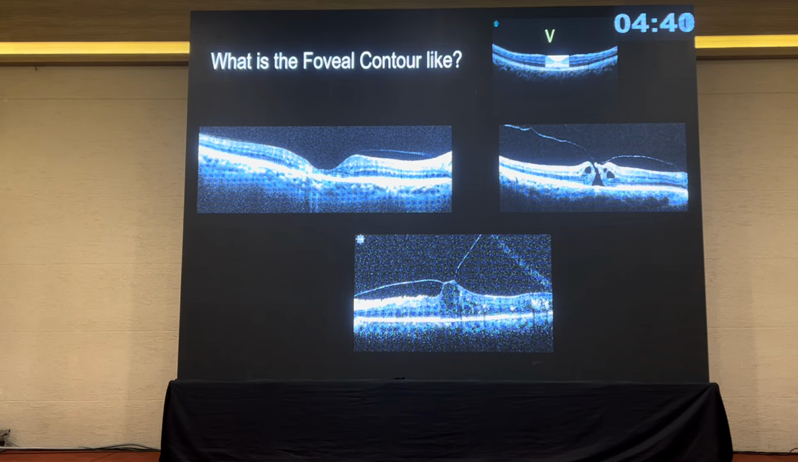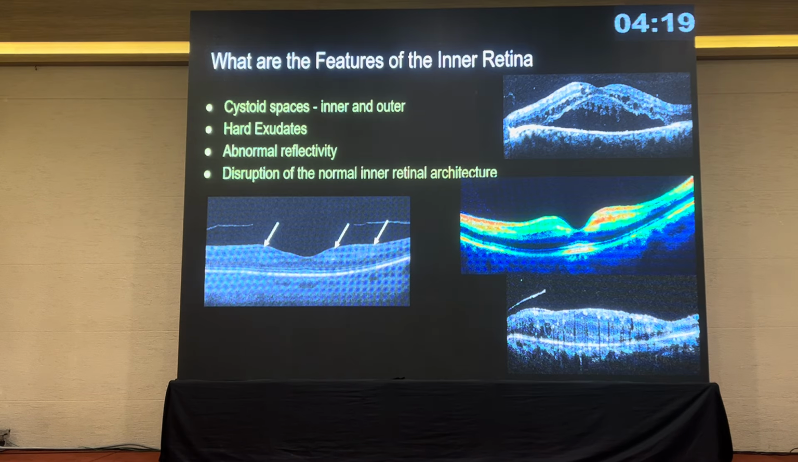And the foveal contour can be obliterated. It can be obliterated by two ways. One is a pulling mechanism, which is vitreomacular traction, or a pushing mechanism, a macular edema. In this case, a mixed type of situation where you have both a pulling mechanism as well as diabetic macular edema causing a pushing mechanism on the foveal contour, distorting it.